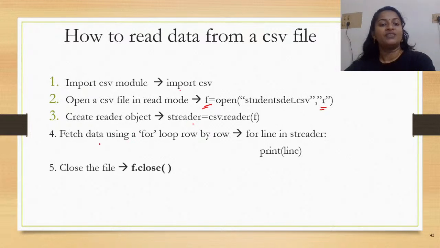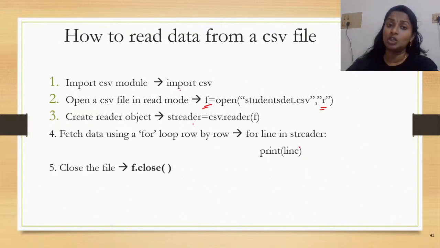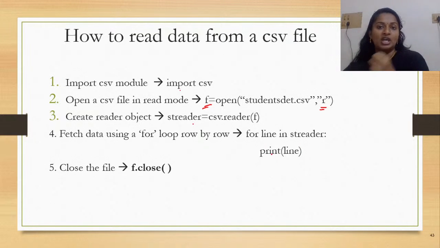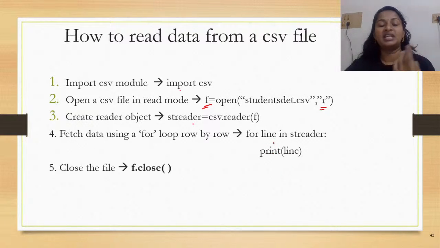So fetch the data using an iterable. Currently we are going to use the for loop, and then we are going to fetch the data row by row. For that I have used a for loop. So for line, which is your loop variable, in stReader. What is stReader? Your reader object. Colon, and each time you would be reading a row, isn't it? And this particular row would be there in your variable line. And now we are going to print this line.